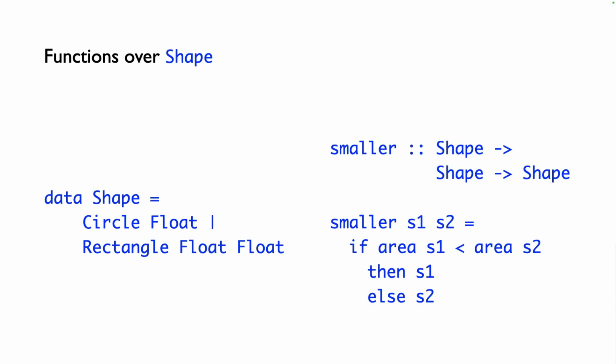And here's another example which takes two shapes and tells us which one is smaller. It says if we apply smaller to S1 and S2, then if the area of S1 is smaller than the area of S2, we return S1. So we return the one with the smaller area.